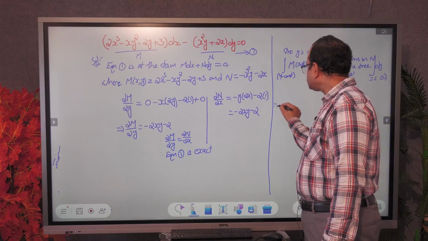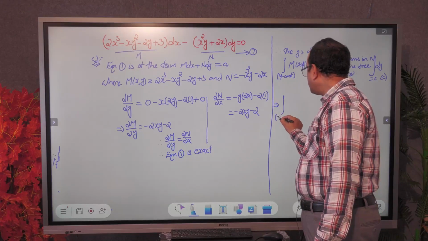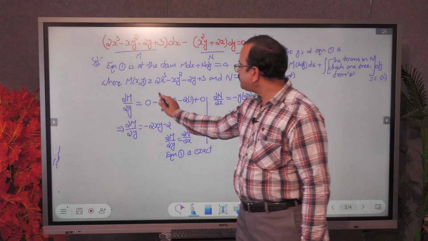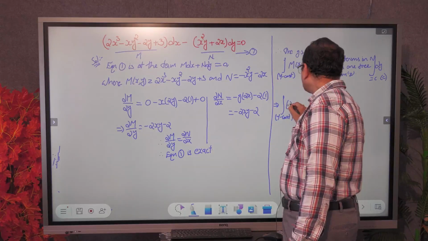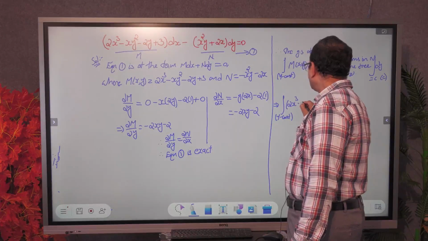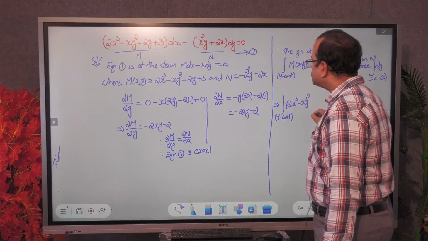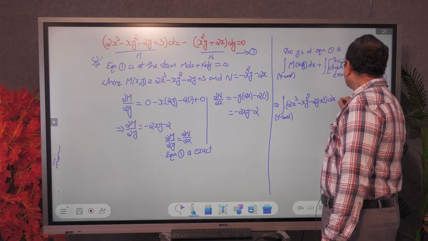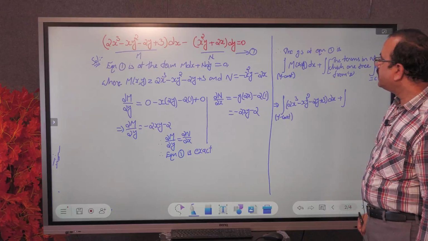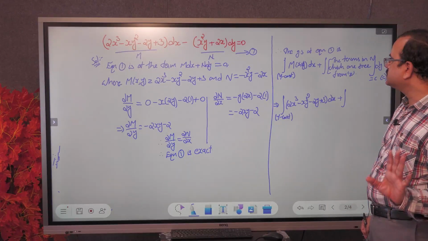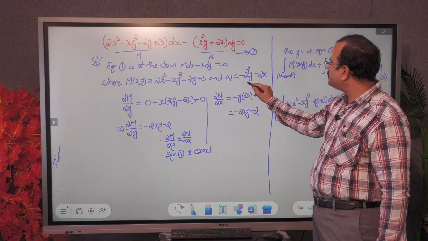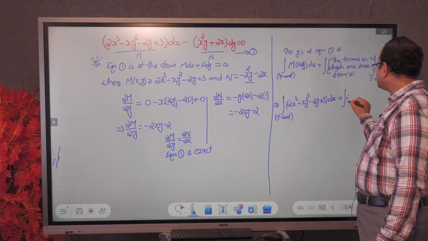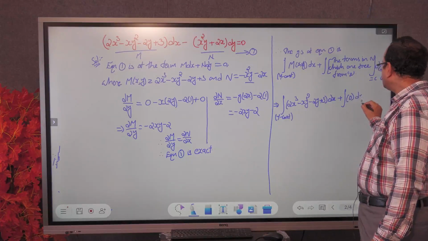So this implies the integral, treating y as a constant. Now observe what M is here: 2x cube minus xy square minus 2y plus 3, into dx, plus the integral of the terms in N which are only free from x. Here in N there are no terms free from x. Here we have the x square term and here also the x term. So simply we can take 0, because there are no terms which are free from x.